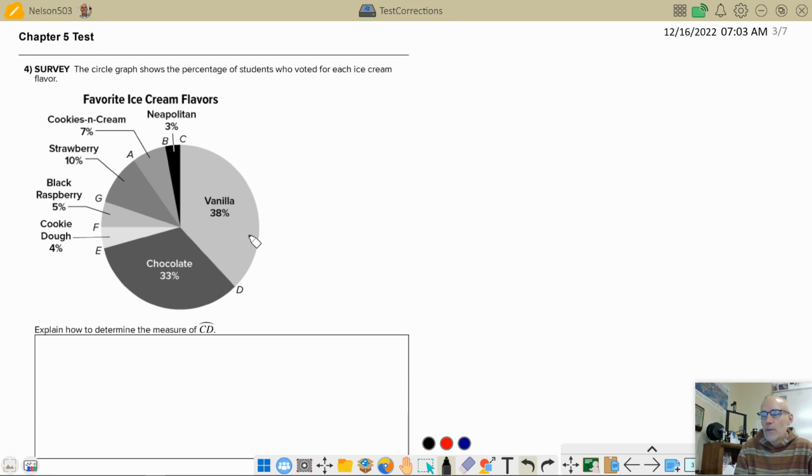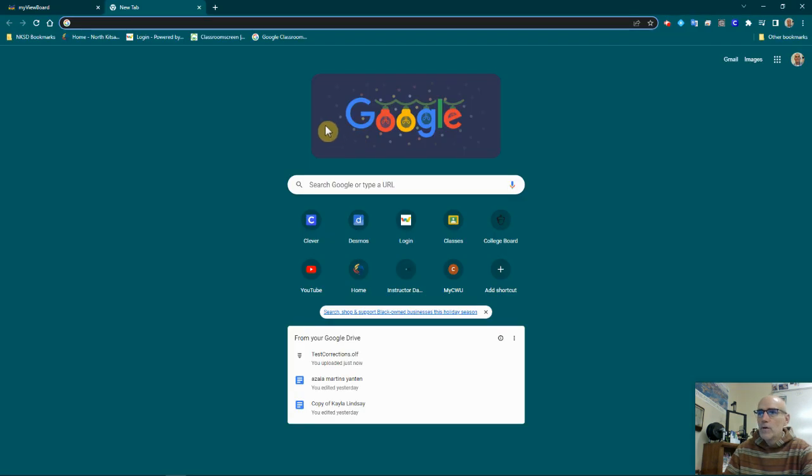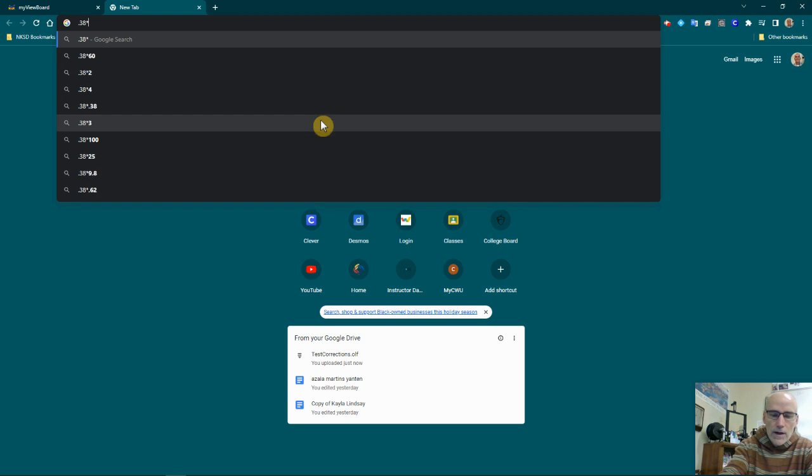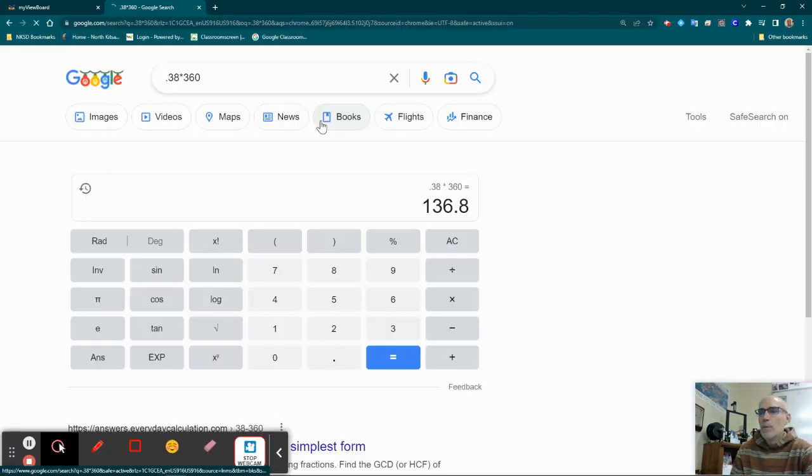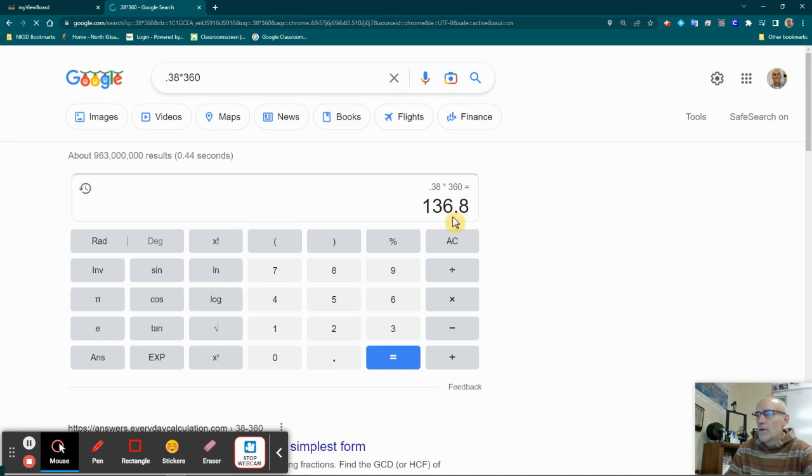All right, number 4. We want to figure out how many degrees there are right here in this arc, okay? So if this is 38% of the circle, 38% converted to a decimal is 0.38. You're going to take 0.38 times 360, okay? So yeah, you probably need a calculator. So you jam over to here and you go 0.38 times 360 right into the Google Omnibar, and it says 136.8.